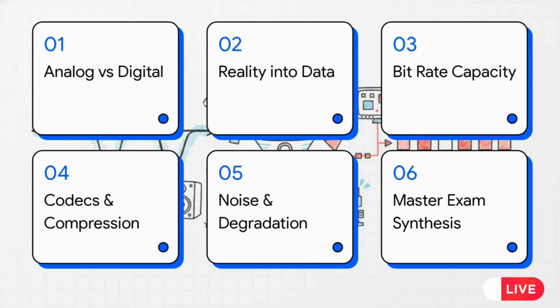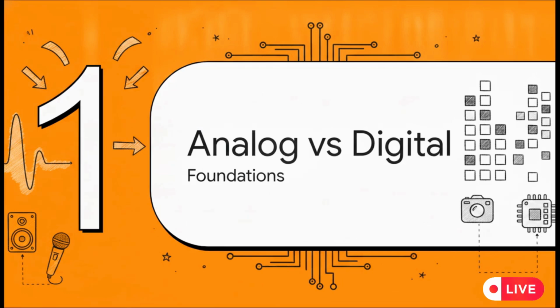Okay, so here is our roadmap for today. We're going to cover analog versus digital foundations, translating reality into data, calculating bitrate capacity, codecs and data compression, system noise and degradation, and finally, we'll bring it all together with the master exam synthesis. Section 1, Analog versus Digital Foundations.